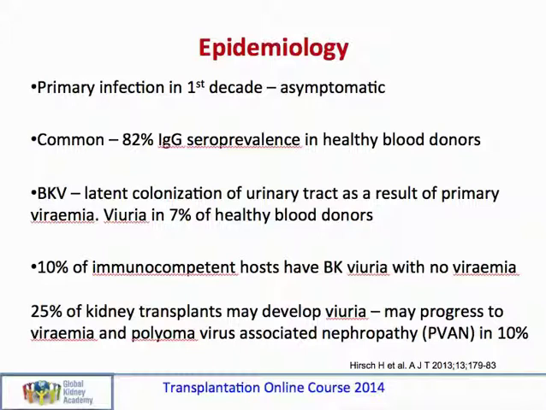10% of immunocompetent hosts can have BK viruria without any viremia. Up to 25% of kidney transplants may develop BK viruria, and that may progress to viremia and then to BK nephropathy or polyoma virus-associated nephropathy in around 10% of patients. For the purpose of this talk, when I refer to BK nephropathy, I'm using the words PVAN or polyoma virus-associated nephropathy interchangeably.